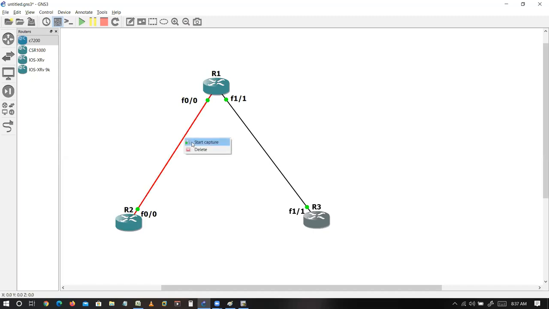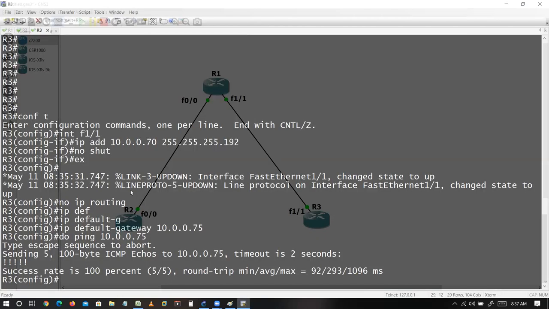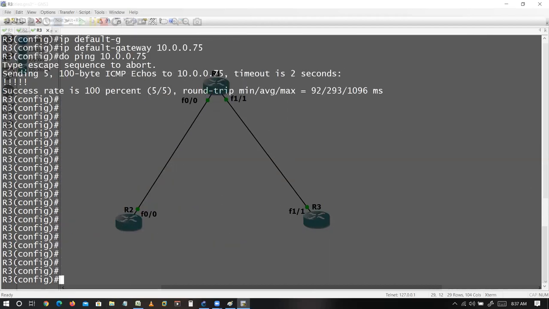Now I have one question. Neeraj, yes, ask. This F0/0 on R2 and F0/0 on R1, should they be in the same subnet? No, that doesn't matter. Okay, basically, what is happening here? Let me explain to you.